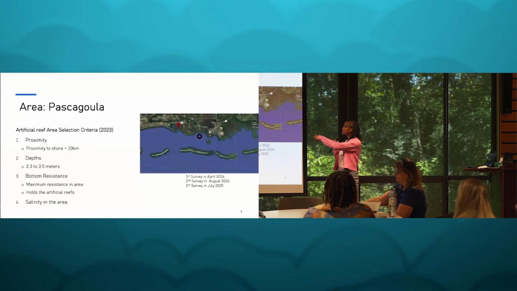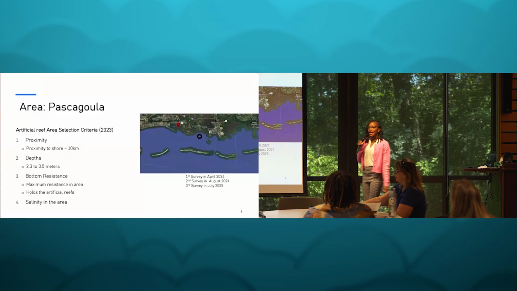Here, you can see this little area. That is where the actual artificial reefs are. That dot represents the dorms. It's not accurate, but that's where we lived. So this area was selected for the reef due to these 4 points, which is proximity. It's about 10 kilometers from the shore, and this was chosen because we wanted to see how the fresh water could impact the oysters.